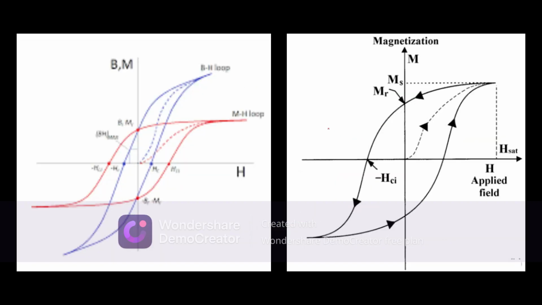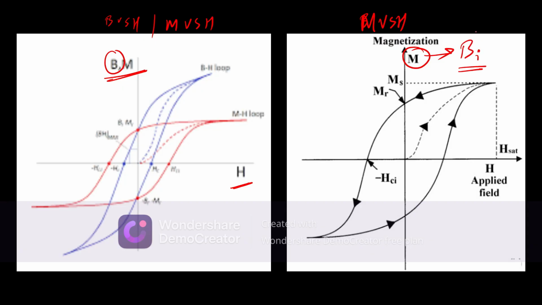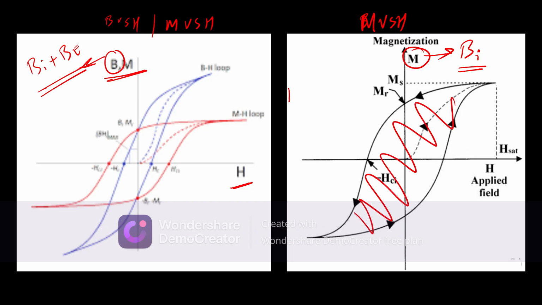So let's get further. This one is magnetization. This is the plot between M versus H, and this is the plot which is B versus H. It's a combination of both, M and H. As I told you earlier, M is nothing but the internal magnetic field, B internal. This is coming due to the orientation of magnetic dipoles, and B is the combination of both, Bi plus Be. So this plot M versus H is wider than B versus H.